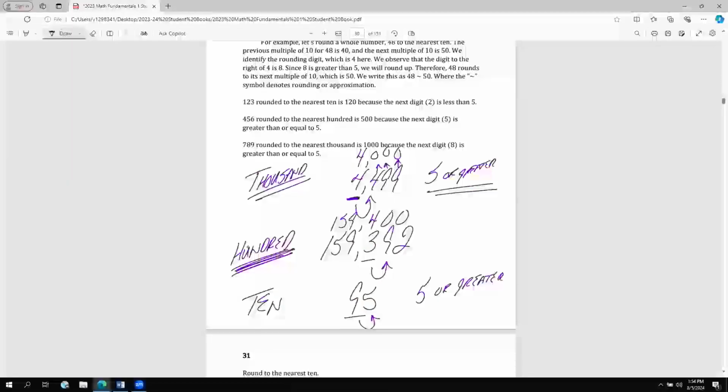And I would say yes, this number is 5 or greater. So it means that the 9, the underlying digit, will increase to a 10. Okay, now here's the thing. The number 10, you don't stick it in one spot like this. It doesn't work like that. This new answer is not 10.